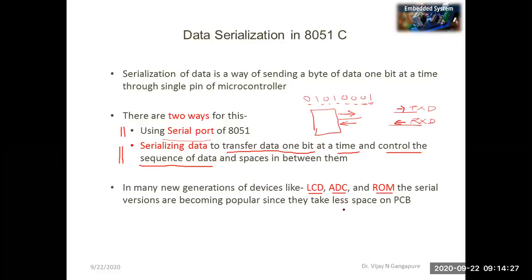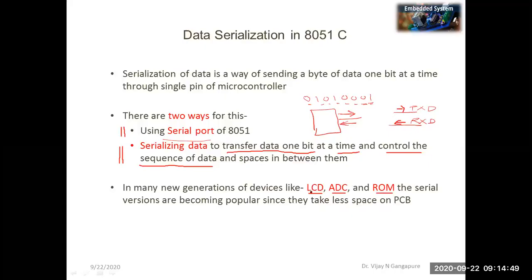Now what is the advantage of that? The advantage is it requires less hardware, because you can compare a parallel LCD with a serial LCD. In the case of a parallel LCD, we will require 8 IO or data pins that should be connected between the parallel LCD and the microcontroller.